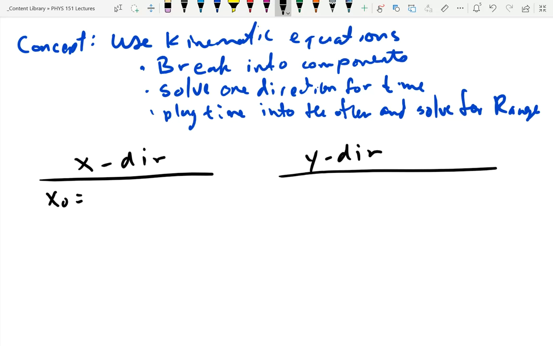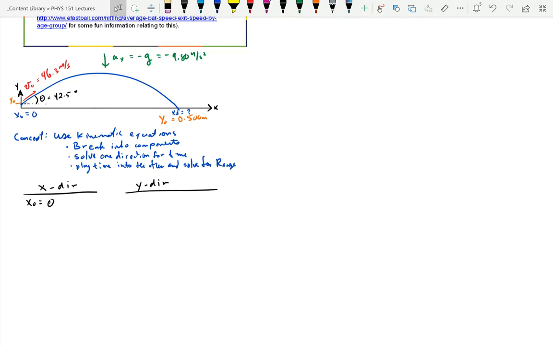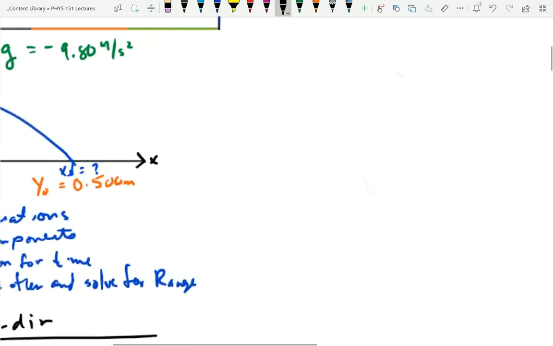X initial, the starting position, starting at 0. X final equals, I don't know. That's what I'm looking for. Vx initial. Okay, so what is the initial speed in the x direction? 46.3 meters per second is the initial speed, not the x component of it. Assuming you need to throw in triangles. Yes, the 46.3.